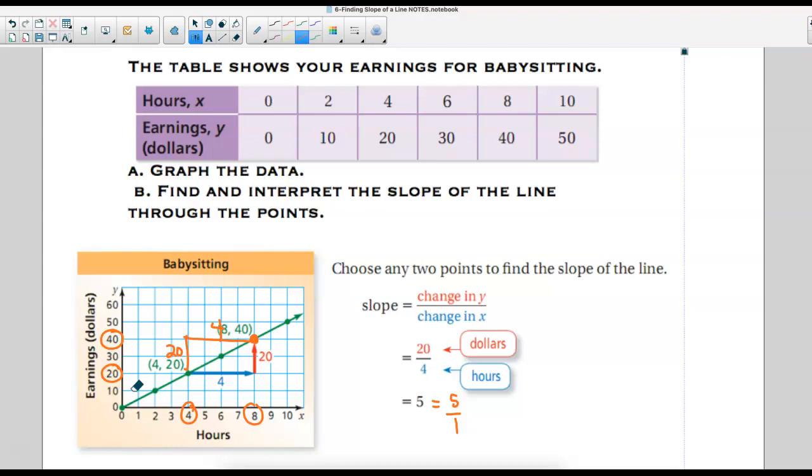In terms of this problem, what does the 5 mean? The amount you're paid per hour. This means that you are getting $5 per hour. Is that good? $5 an hour?